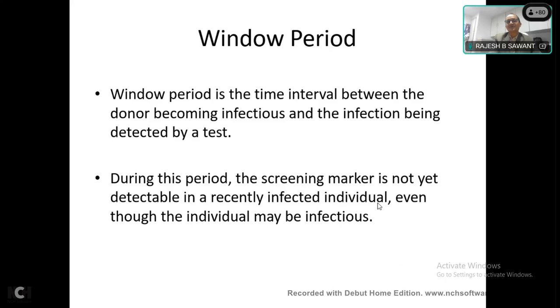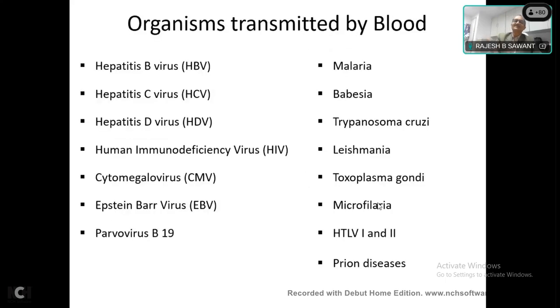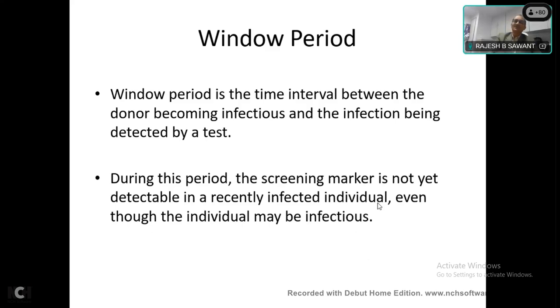But of course, it is not possible for any country to test for all the possible organisms. So each country has its own regulation. They test for the most common organisms of concern in their geographical location. We also should know the concept of window period.